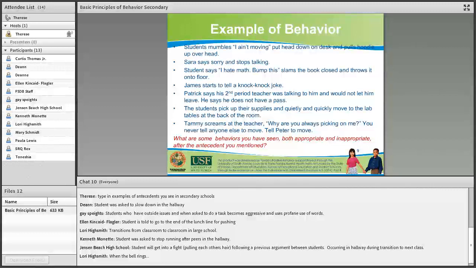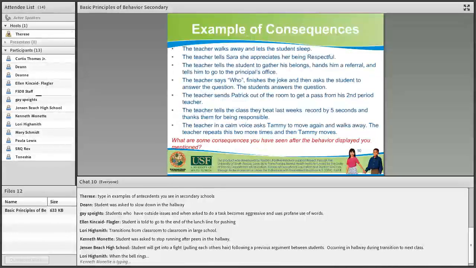And then the last example, Tammy screams at the teacher, "Why are you always picking on me? You never tell anyone else to move. Tell Peter to move." All right, so those are very descriptive. When you can nail those down that specifically, then you can start to identify the skills that you want to see instead. So it comes in handy to get practice in defining both inappropriate, those problem behaviors, as well as appropriate behaviors. So if you're defining appropriate behaviors just by, I want them to follow the rules, you'll actually need to get a little bit more specific than that in order to develop an effective intervention.